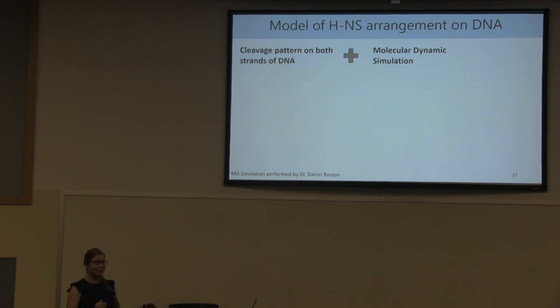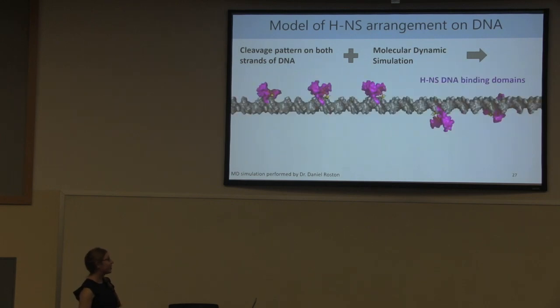And because he did that great work, I could then build a model of HNS binding to DNA, which looks like this, where DNA is in gray, and the DNA binding domains are in this purple surface representation. And I'm showing you the iron again, just so you know, that's how I put this together. And so these DNA binding domains are in a very regular arrangement on the DNA, meaning that HNS is occupying these sites in all of the filaments I formed in my solution.